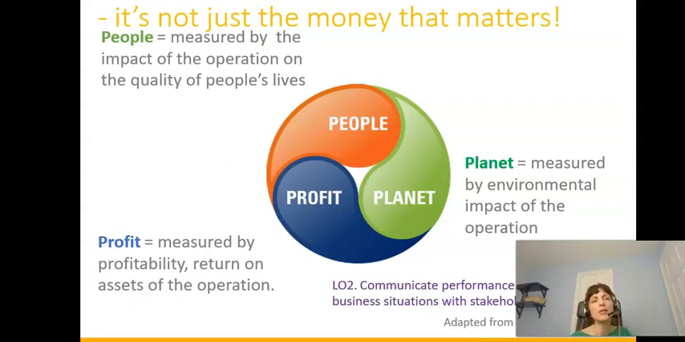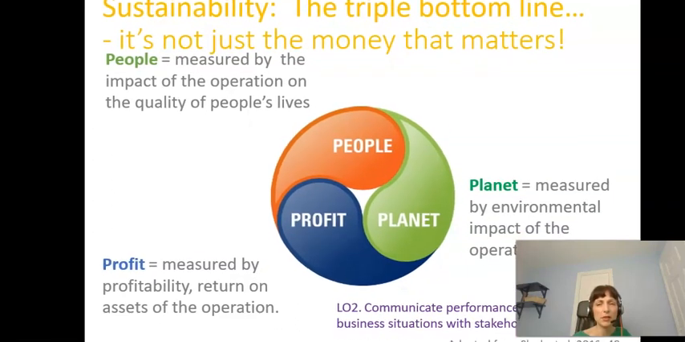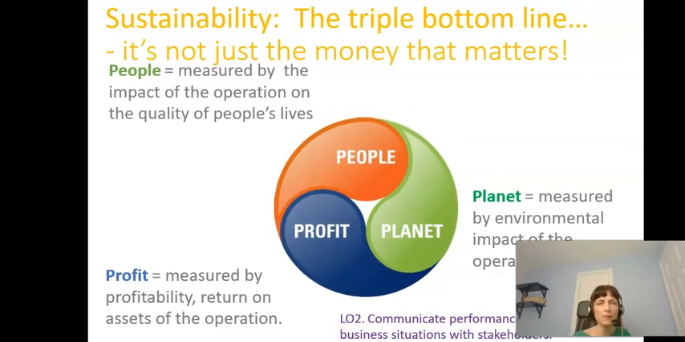And then the triple bottom line. So just considering the nature of the different objectives that people, organisations and stakeholders have got. So this is from Slack.